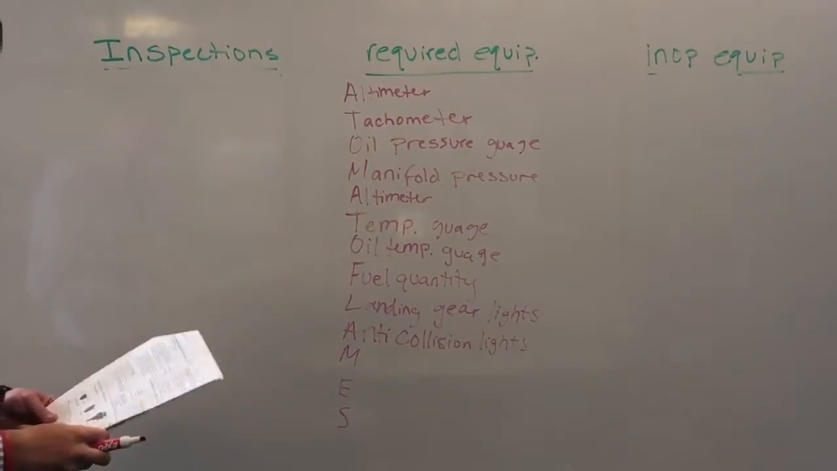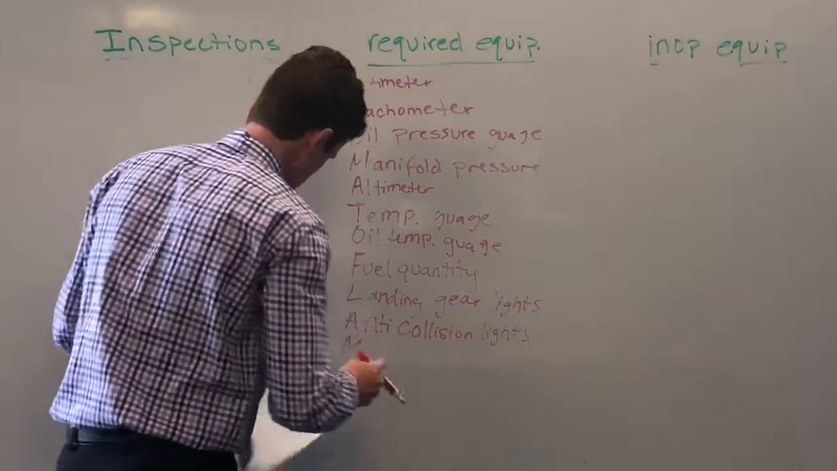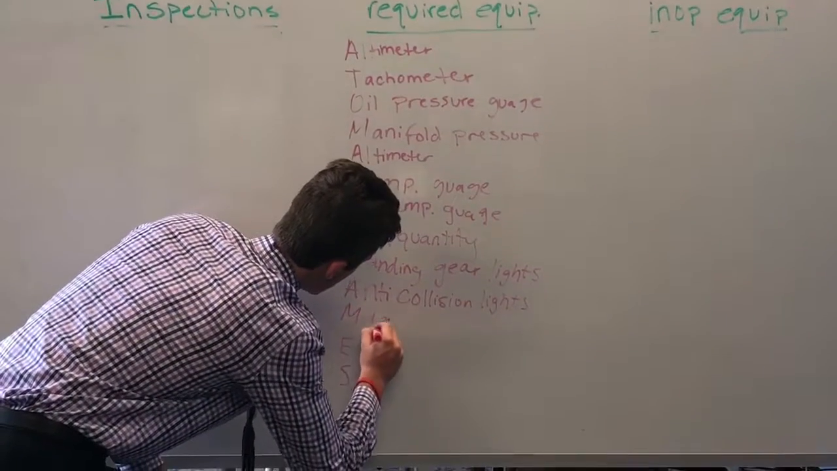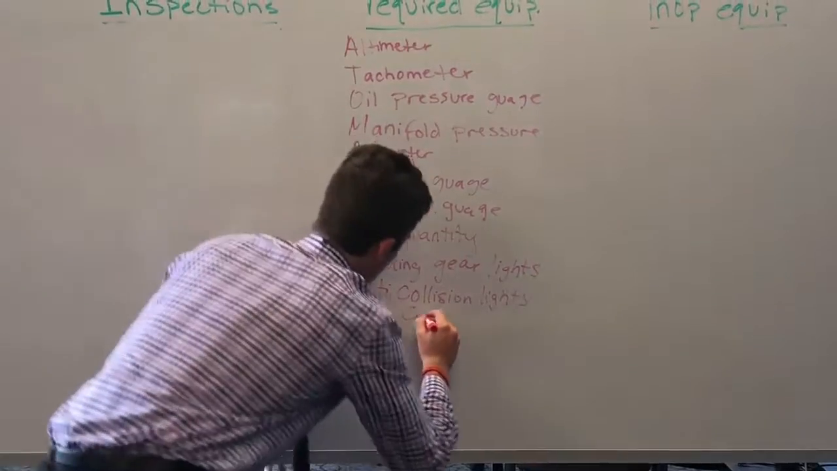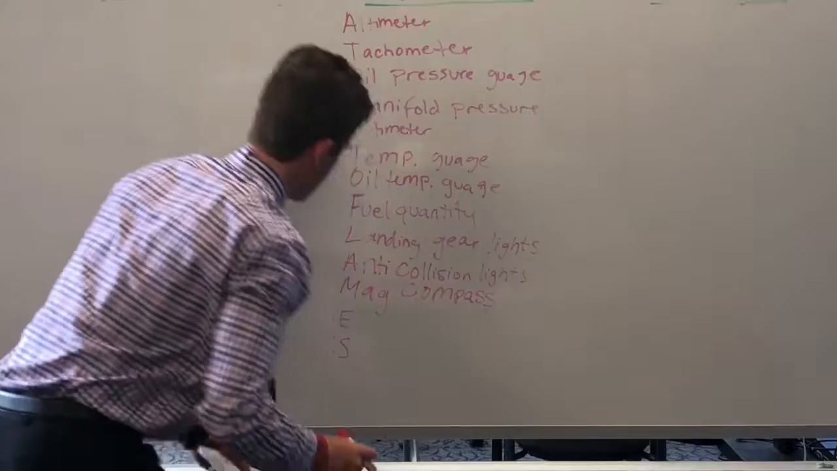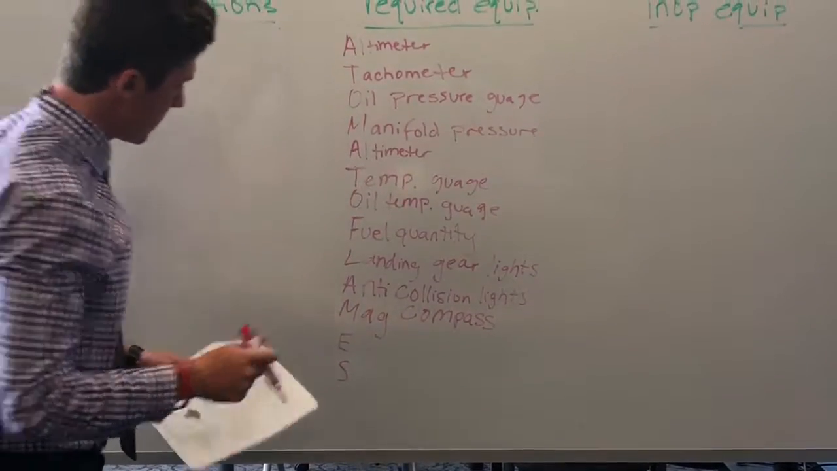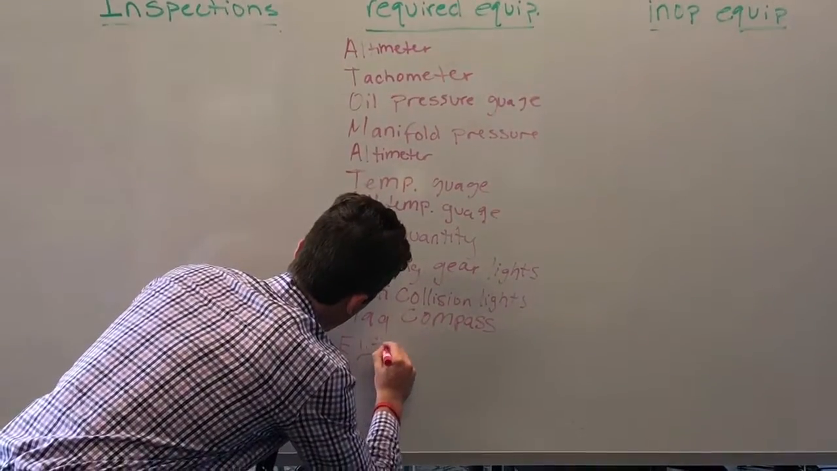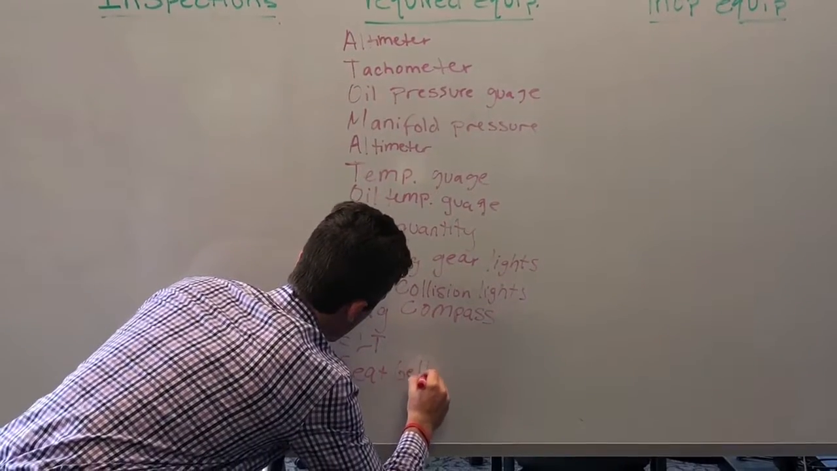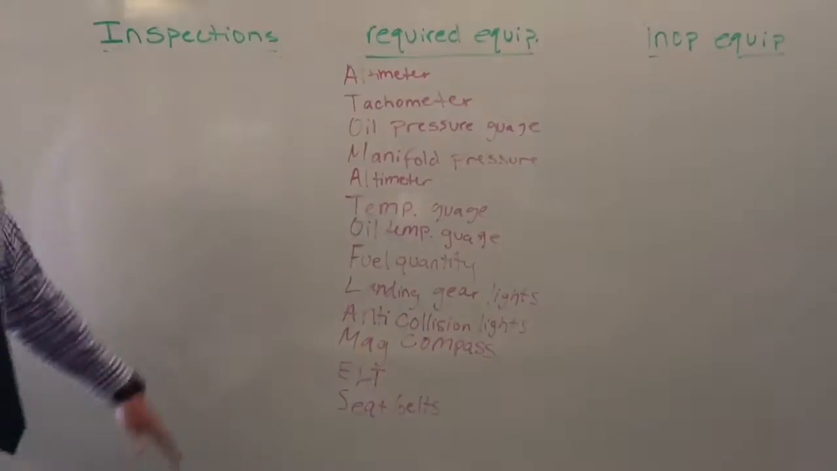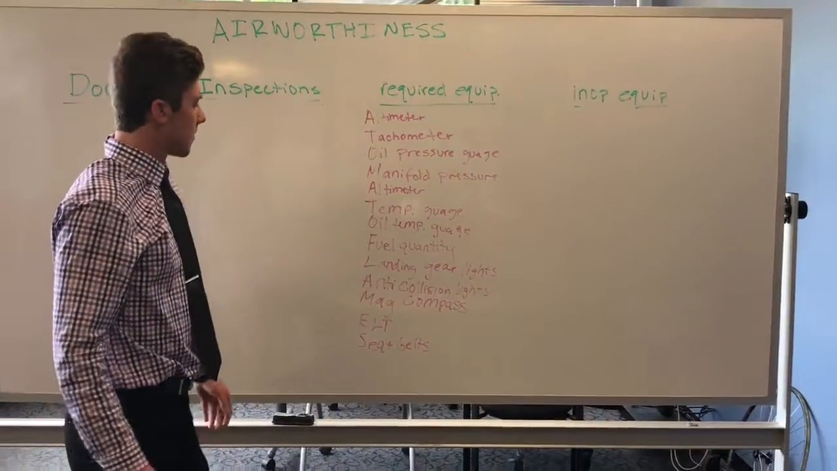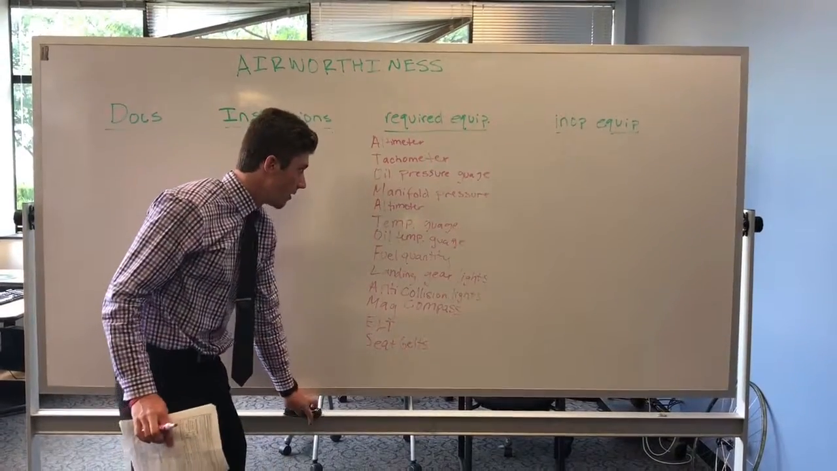We need a magnetic compass, or a magnetic direction indicator. I'm just going to put mag compass. All right, then we need an ELT. We also need seat belts. So that's the ATOMATOFLAMES list for day VFR flight. That's our required equipment for flying day VFR.